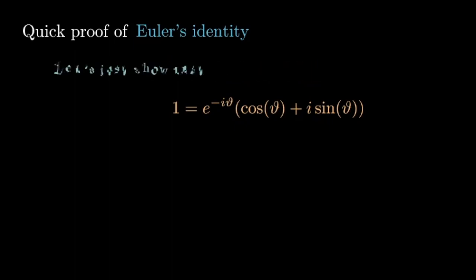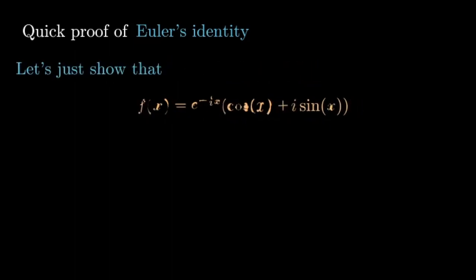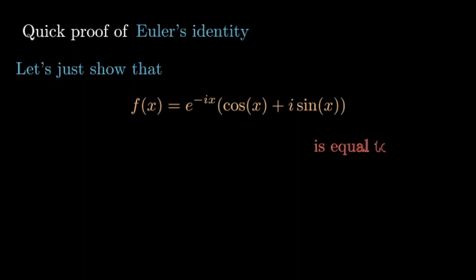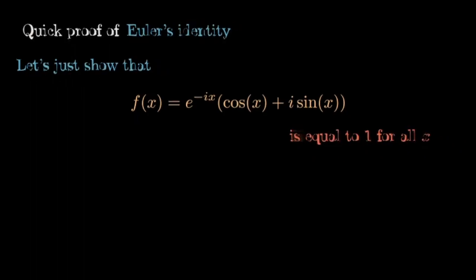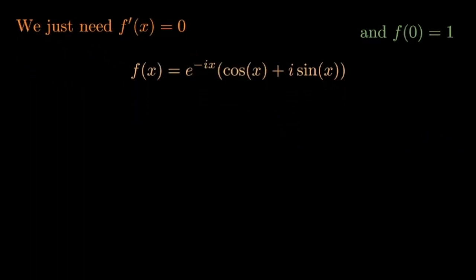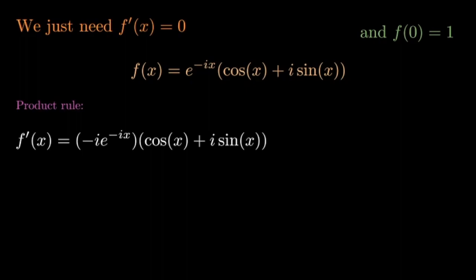Let's define a function f of x is equal to e to the minus ix times cosine x plus i sine x. What we need to show is that this is equal to 1 for all x. Now one way we can do this is to just show that the derivative is equal to 0 everywhere, and that initially it's equal to 1. We find that f prime of x is equal to, well, we'll differentiate the first factor and we'll get minus i e to the minus ix, and then we'll leave the second factor alone and have cos x plus i sine x.